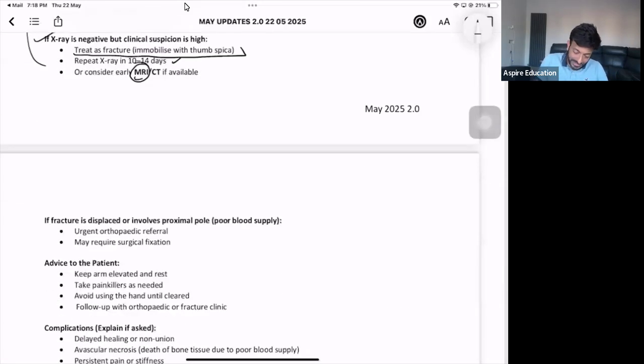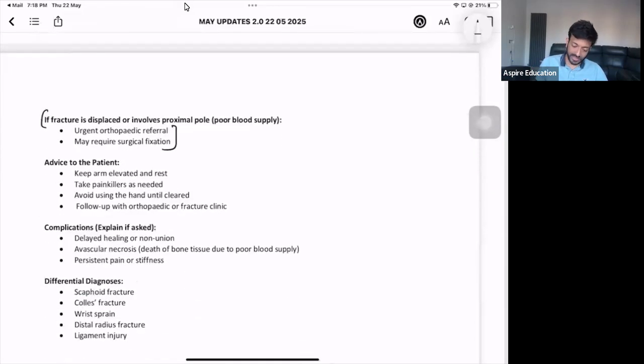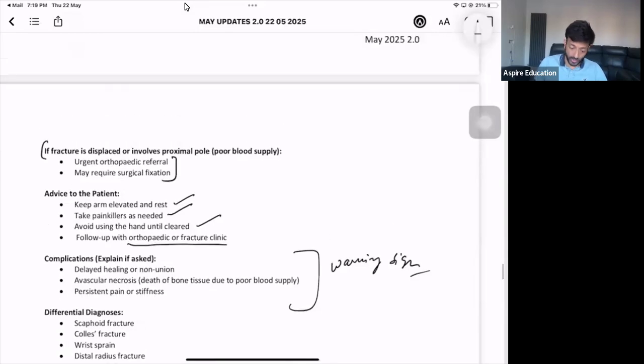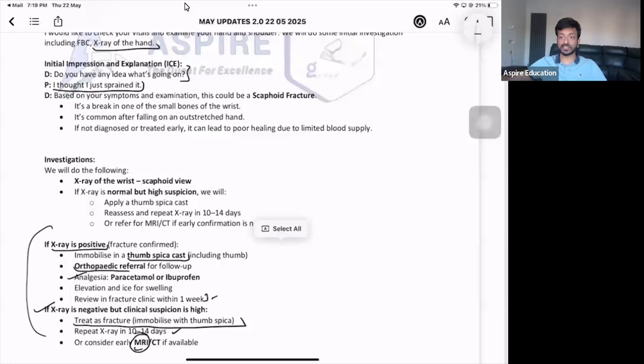But obviously, if it is displaced, then we go for urgent surgical intervention and surgical fixation, right? And the rest of the things will be like keep your arm elevated, painkillers, avoid using the hand until you are fine, and follow up with us, right? Complications that you can use as your warning signs, right? And that's it. So patient has fallen on an outstretched hand, think about scaphoid fracture, as simple as that. If it is seen clearly in the X-ray or not seen in the X-ray, the management won't be different.